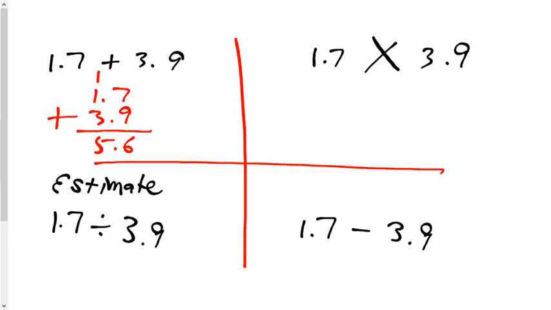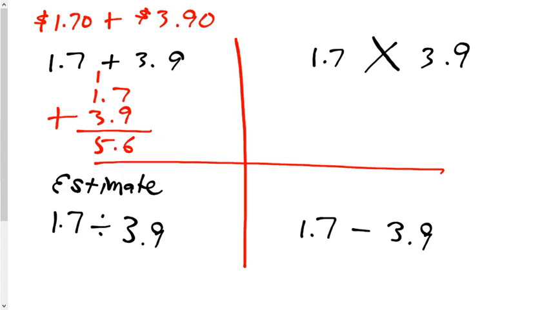If you had to do that without the algorithm, without lining up your decimals, what you could do is think about money. You could have thought of $1.70 plus $3.90. We add some insignificant zeros to make it into money. And you probably could have mentally calculated that answer by thinking about money. Sometimes that works too.